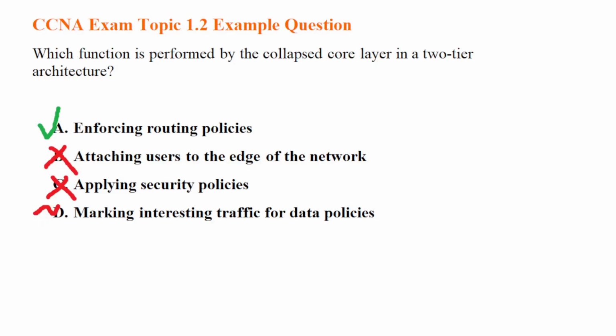So, in a collapsed core, this function could occur, but it's not a primary role of the collapsed core. Option A, enforcing routing policies, is a more fundamental function of this layer, which is why A is the answer.